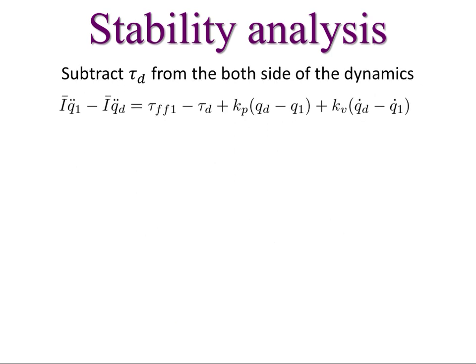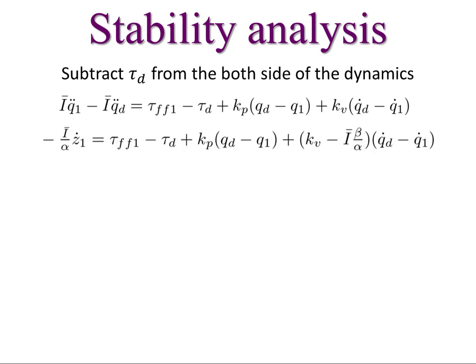To do this, let's subtract tau d from both sides of the robot dynamics with the learning control applied. Then the term for the feed-forward torque error on the first control trial appears in the first term on the right side. Subtracting I bar times (qd dot minus q dot) divided by alpha from both sides, and summing the left side with z dot, we get this equation.